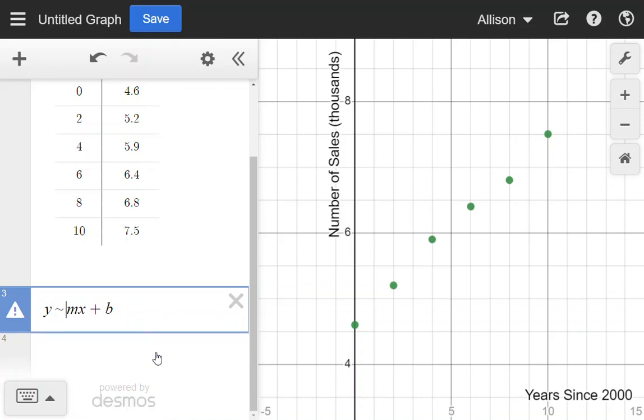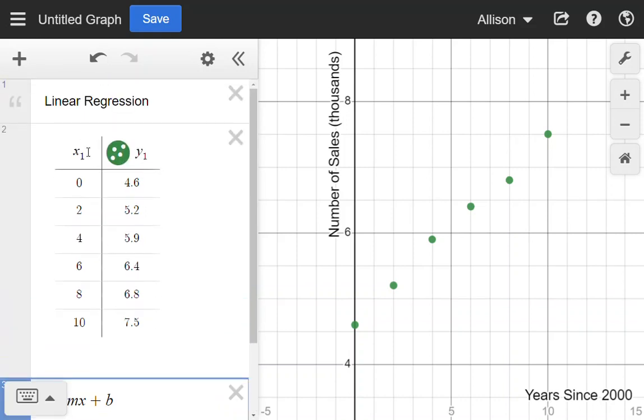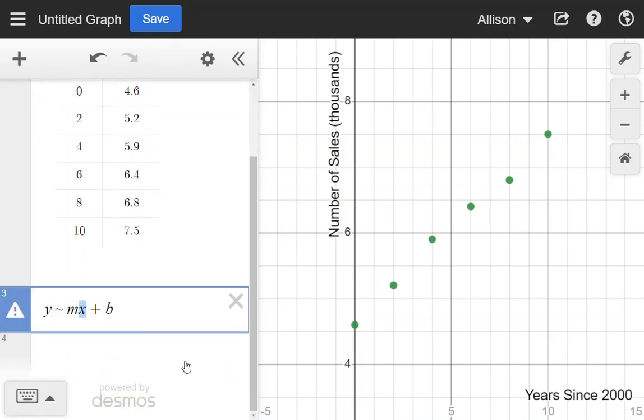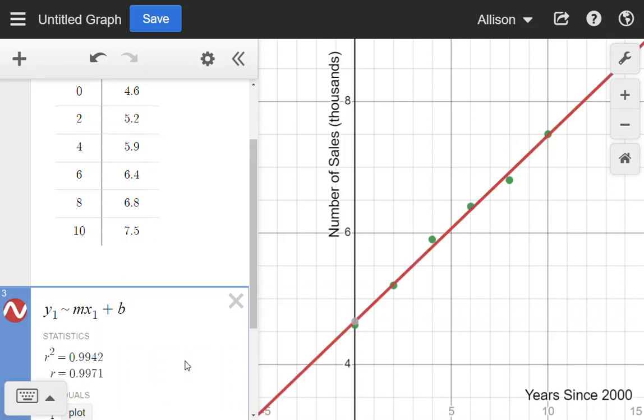So I use the tilde key, the approximate symbol, and then I have to tell the calculator where to find the data. So the chart up here has labeling x1 and y1, so I tell it to find x in the x1 list, and I tell it to find y in the y1 list. That's what I need to do. So for linear regression, I need to enter y1 approximately mx1 plus b, and the regression equation is created and graphed. So what does this tell us?